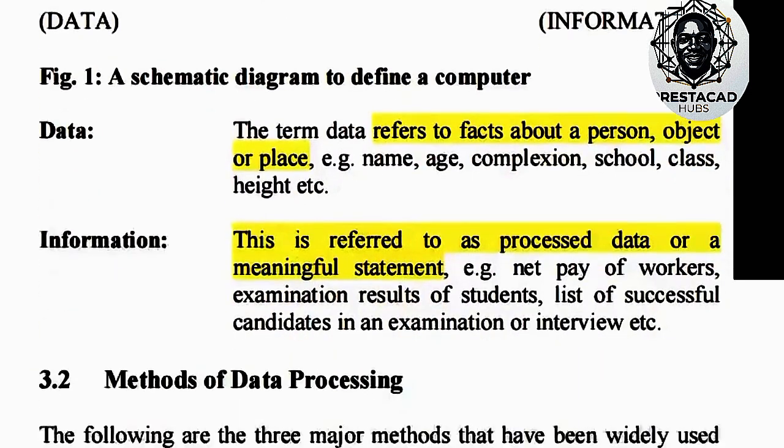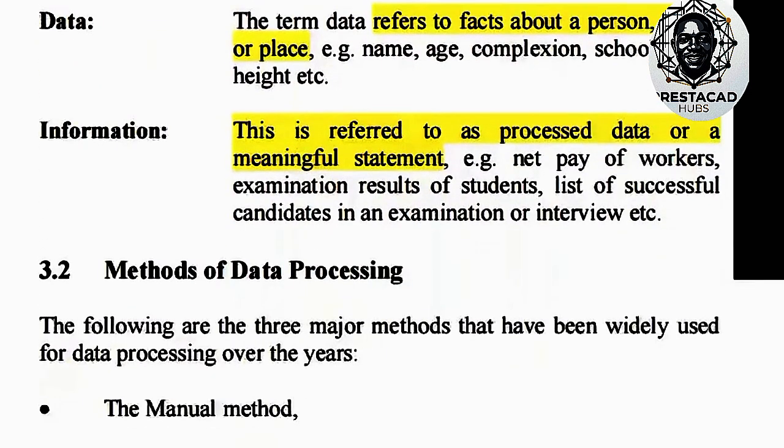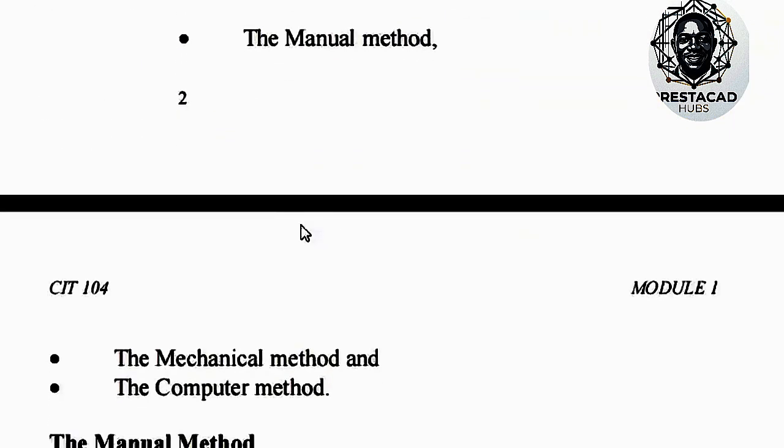Now we have different methods of data processing, that is, various methods of converting data into information. There are three major methods. We have the manual method, we have the mechanical method, and then we have the computer method. The three major ways of converting data into information are the manual method, the mechanical method, and the computer method.